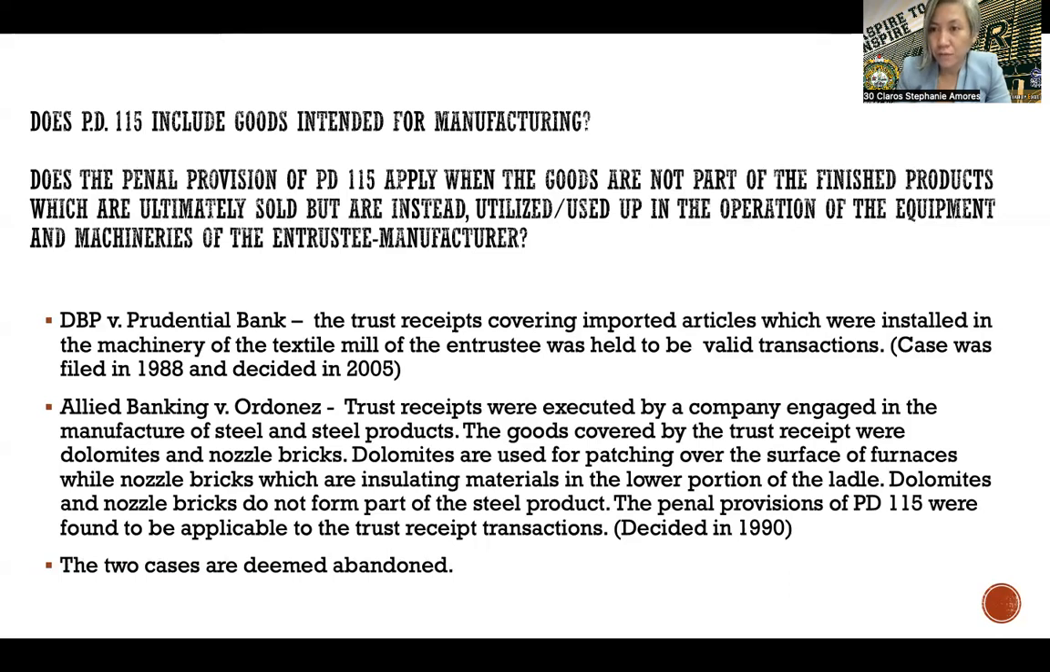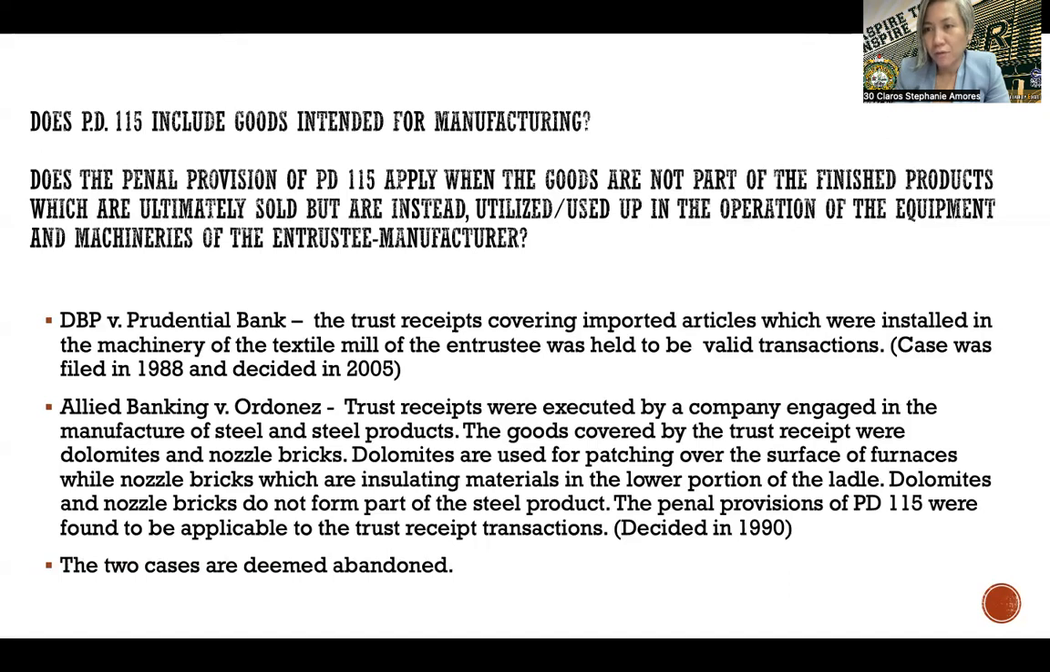So, illustrative cases for this are DBP versus Prudential Bank and Allied Banking versus Ordonez. In the DBP case, trust receipts covering imported articles which were installed in the machinery of the textile mill of the entrustee was recognized to be a valid trust receipt transaction.